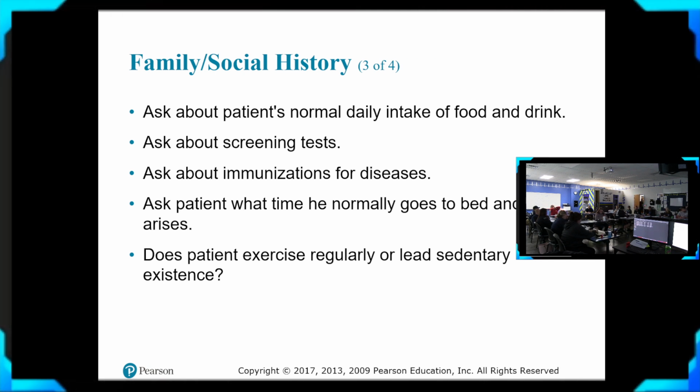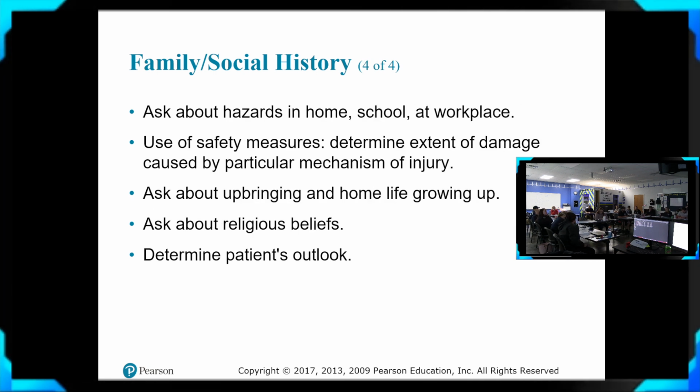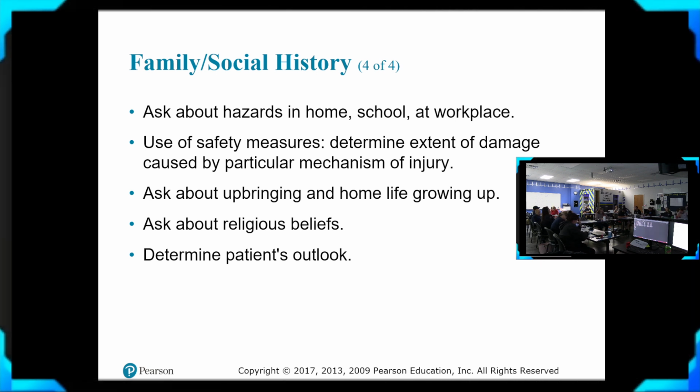Does the patient exercise regularly or lead a sedentary existence? That is going to play into the patient's health. Hazards at home. That's a big one that we forget on a lot of runs, especially with substance abuse, mental health, and things like that. Do you feel safe at home, or do you have a safe network at home? That's one of those lines of questioning that we leave out that could actually make a big impact on their quality of care or what happens to them.